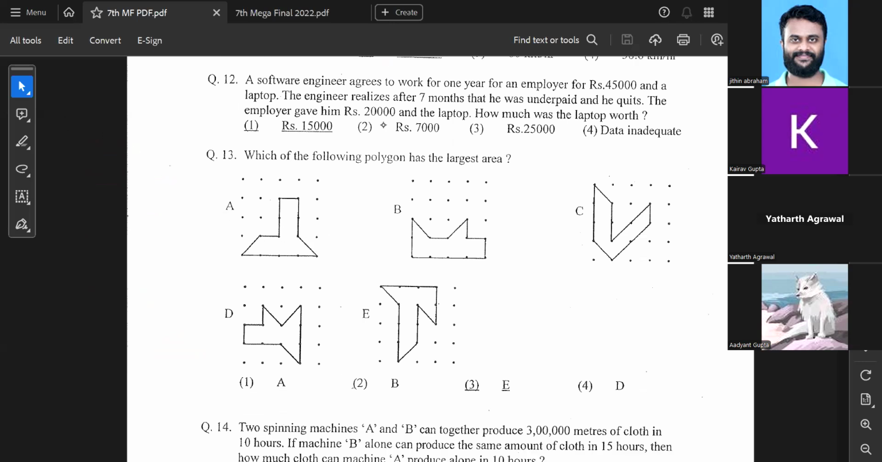A software engineer agrees to work for 1 year for an employer for 45,000 rupees and a laptop. The engineer realizes after 7 months that he was underpaid. He quits. The employer gave him 20,000 and the laptop. How much was the laptop worth?